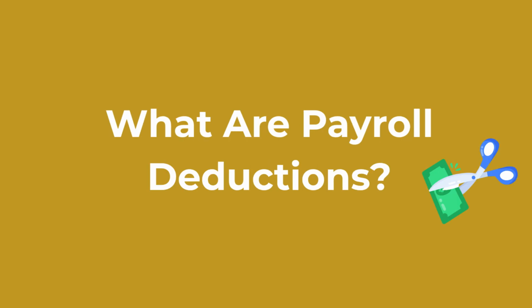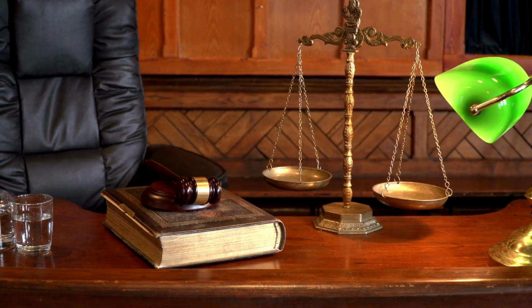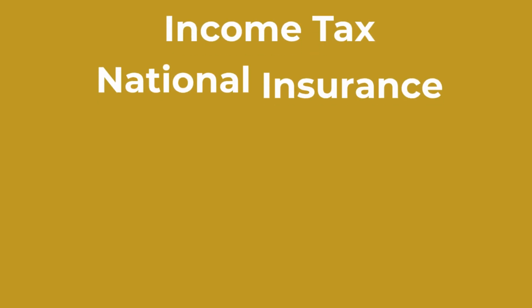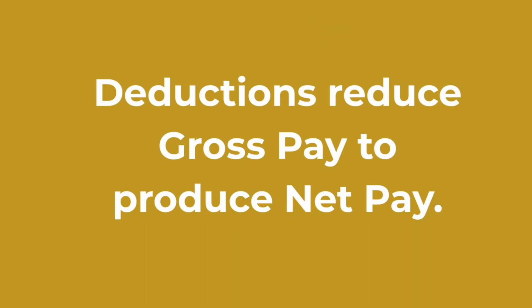Before employees are paid, certain amounts may be deducted from the gross pay. Some deductions are required by law. Others depend on the employee's circumstances. Examples could include income tax, NI, pension contributions, student loan repayments, and other authorised deductions. We'll look at each of these in detail later in the course. For now, it's enough to understand that deductions reduce gross pay to produce net pay.